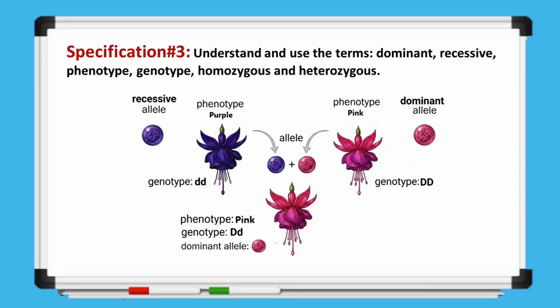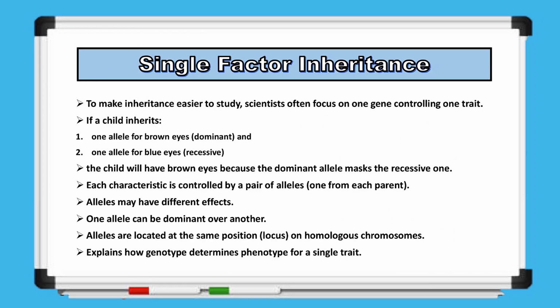Then we have specification 3, which asks us to understand and use the terms dominant, recessive, phenotype, genotype, homozygous, and heterozygous. So here we will simply learn about these terms, how to use them, and where to apply them in genetic problems and descriptions.